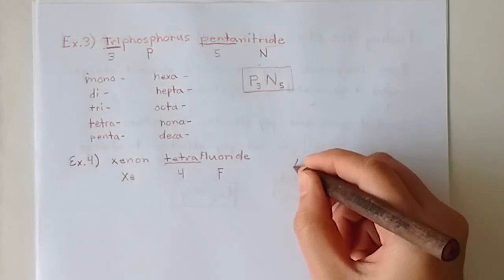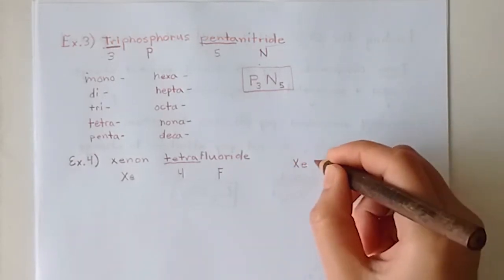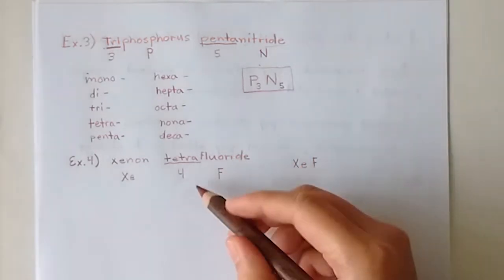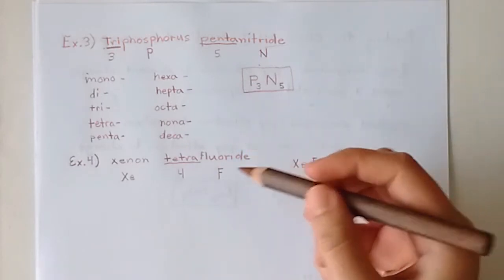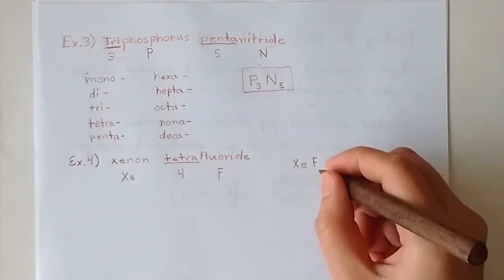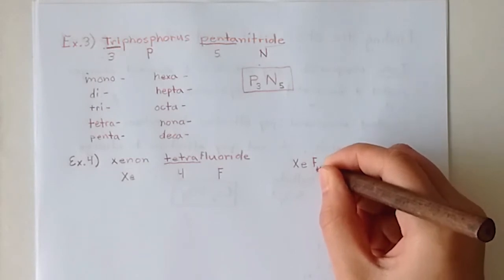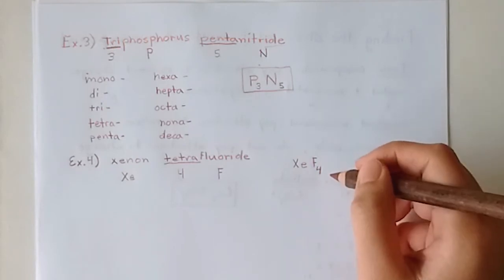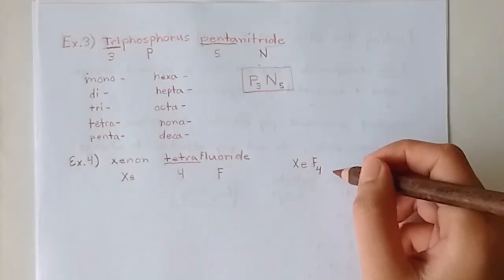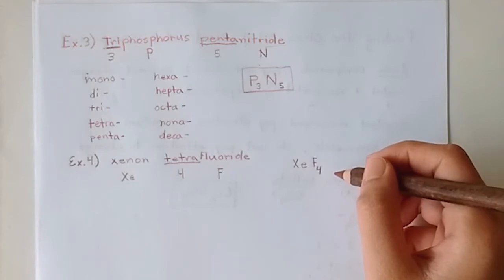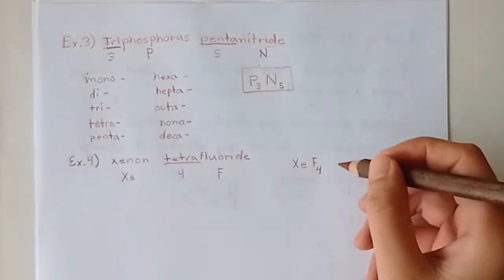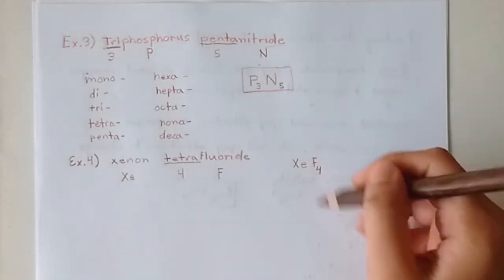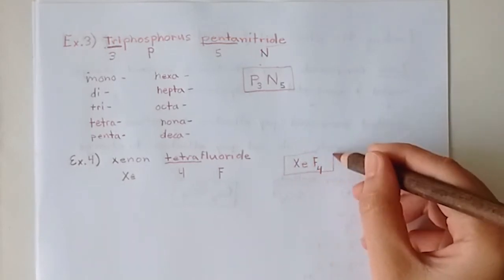Xenon. We have the fluoride part. And we know that we have 4 fluorine atoms. So the prefix is represented by a subscript of 4 only for fluorine. And this would be the chemical formula for xenon tetrafluoride.